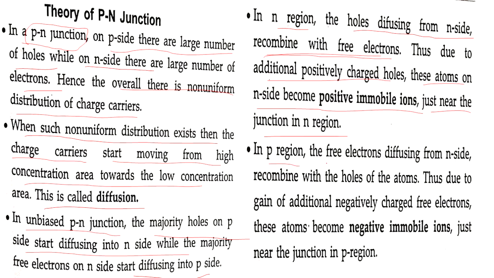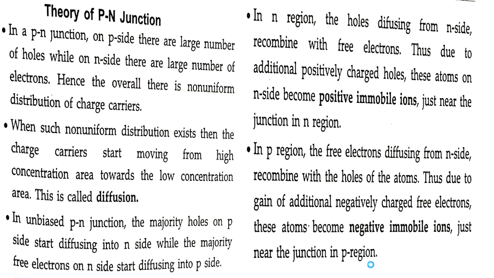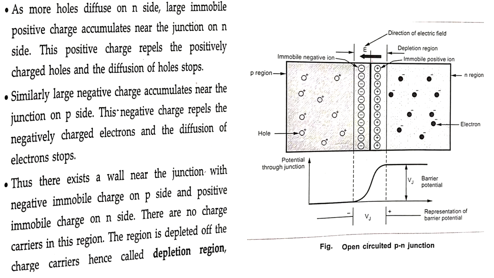Similarly, in the p region, the free electrons diffused from the n side will combine with the holes in the atoms. So the gain of additional negative charge from free electrons will become negative immobile ions just near the junction. This is a diagram which explains the immobile ion formation. Here this is the p-type, and holes are diffused from p-type to n-type. These holes will recombine with the electrons which are available in the n region.